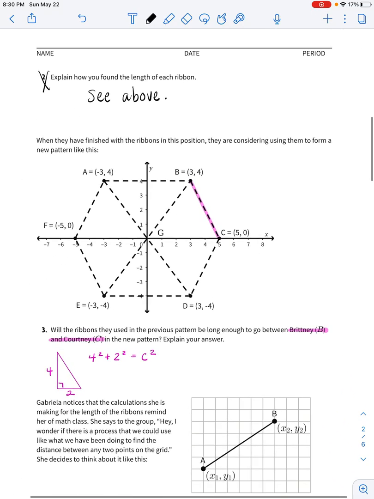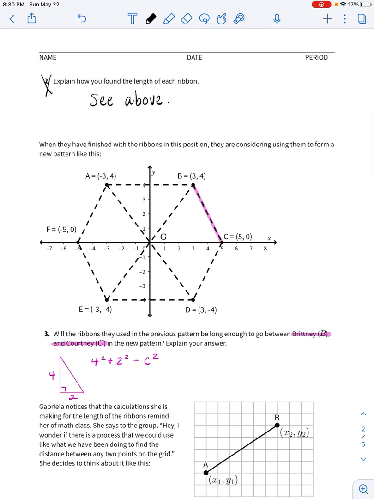All right, so question 3, let's read this page here. When they have finished with the ribbons in this position, they're considering using them to form a new pattern like this. It's like a hexagon with kind of an X in the middle of it. So question 3 says, will the ribbon they use in the previous pattern be long enough to go between Brittany and Courtney in this new pattern?